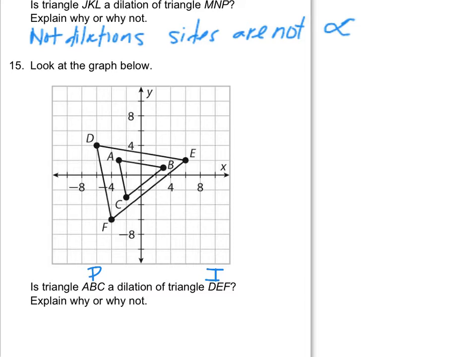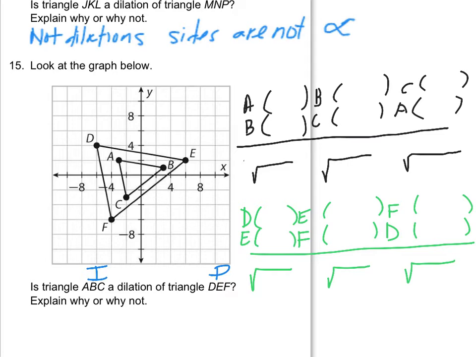Oh, I think I have that incorrect. Give me 1 second. Okay, they're checking to see if ABC is a dilation of triangle DEF, so that means DEF is actually our pre-image, and ABC is our image because that would be the dilation. Okay, so we're now going to do distance formula, and I'm going to set up for that. So I set up my letters A, B, B, C, C, A, D, E, E, F, F, D, with parentheses set up for points, and our square roots, because distance formula has square roots.